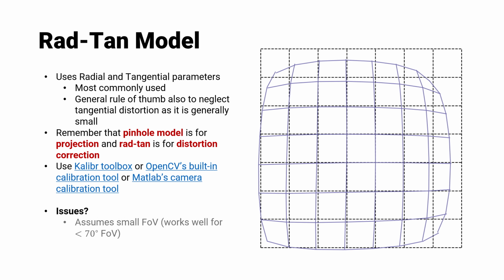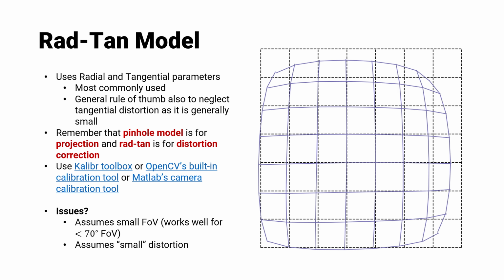This model implicitly assumes that you're working with relatively small fields of view, and it works really well for something less than 70 degrees field of view. I have practically used this up to 90 degrees field of view and it works fairly well. It also makes an implicit assumption that the distortion is fairly small. If you take this model and apply it to the GoPro image like at the start of the video, it was not going to work really well.